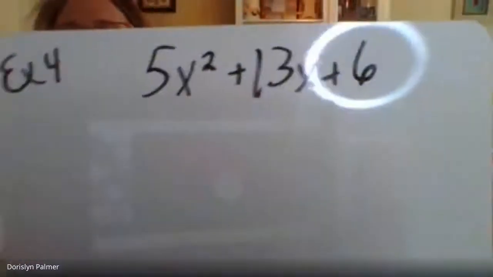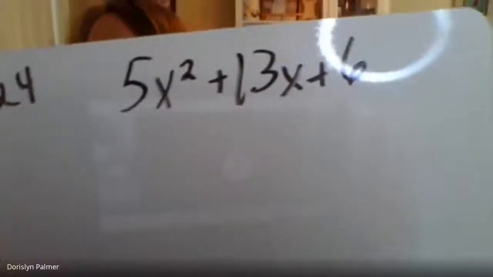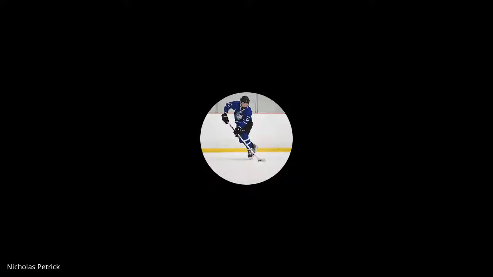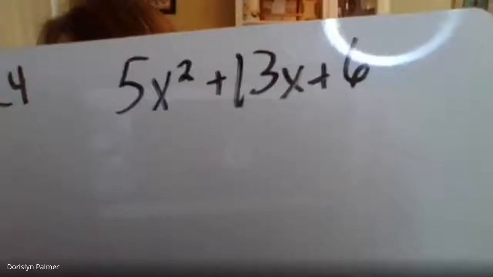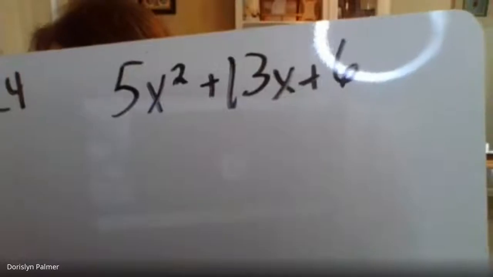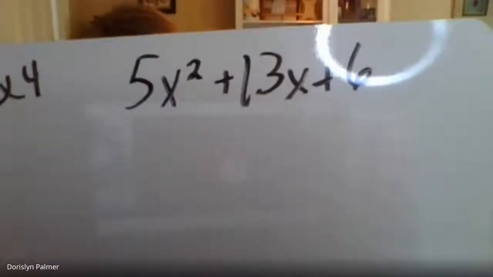5x squared plus 13x plus 6. So I'm going to see if there's anything I can factor out. And I can't factor anything, and I say, oh no, there's a coefficient in front of my first term. Then I calm down and say, it's okay, I could draw 2 sets of parentheses.